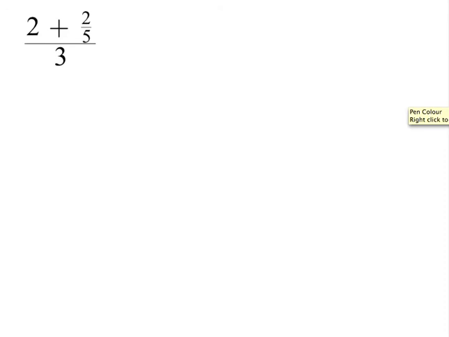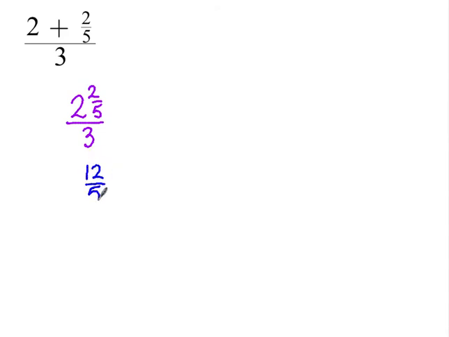So, 2 plus 2/5 over 3. What do you need to do first? Add. So really what I end up getting is 2 and 2/5 over 3, but you can't divide that mixed number by 3. And so what I need to do is write 2 and 2/5 as an improper fraction. So 2 and 2/5 is what as an improper?